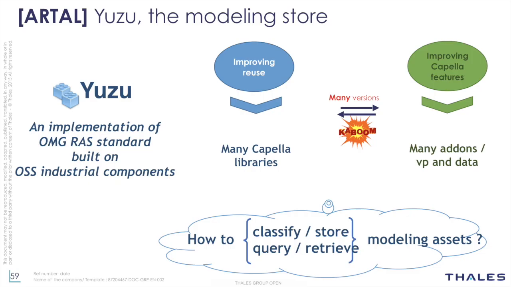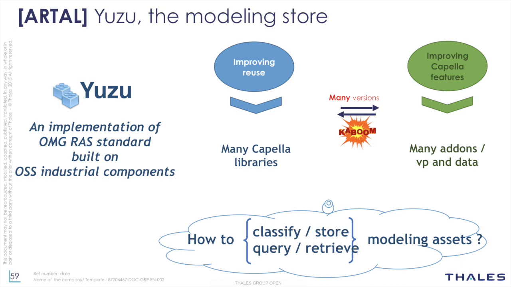And finally, the most recent add-on is called Yuzu, and it's from Thales. And the idea of Yuzu is to provide a modeling store to better manage modeling assets. So in one given project, we might have many Capella libraries, we might have many different add-ons, viewpoints, and each of them has specific versions and so on. And managing the combination of all this is sometimes tricky. So Yuzu comes and brings solutions to classify, store, query, and retrieve modeling assets.